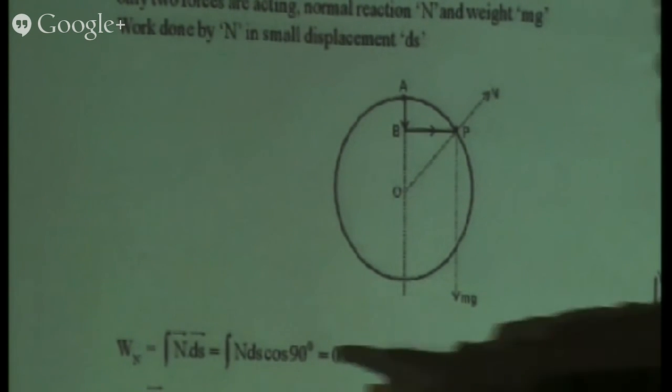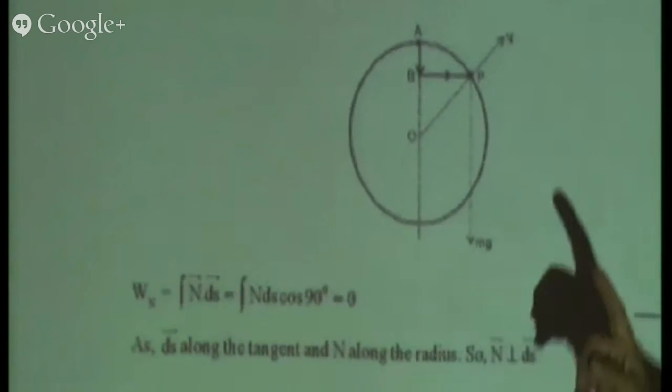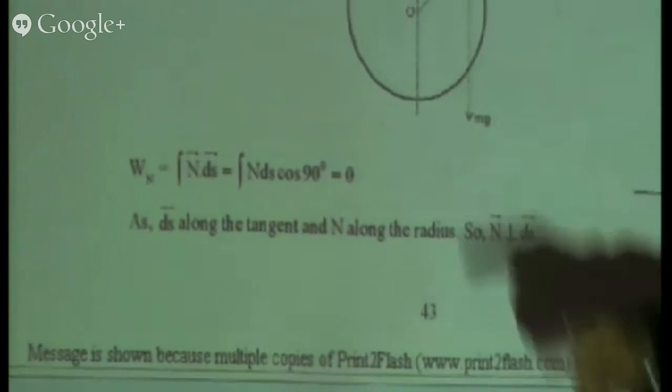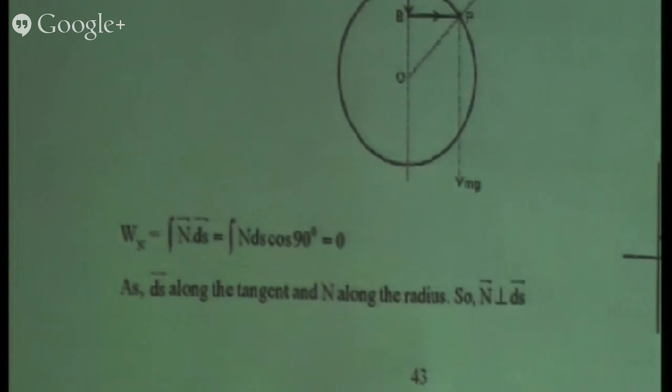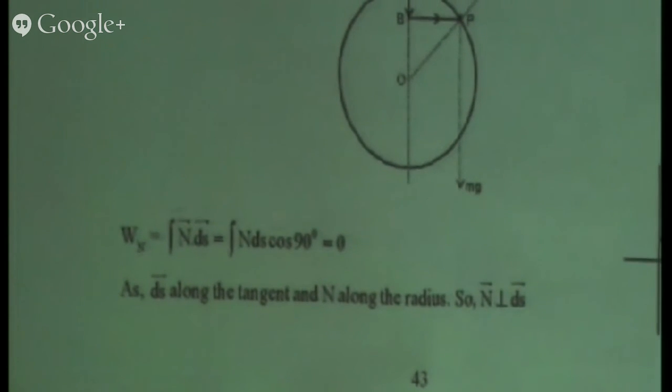See, first of all, work done due to normal. Now look here. The displacement is along the circular path. Now what is normal force? As by name, it is normal. So everywhere it will be normal to the surface, whereas the displacement is tangential. So the work done will be 0.